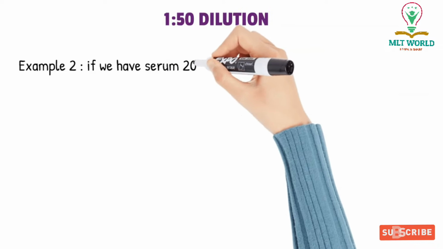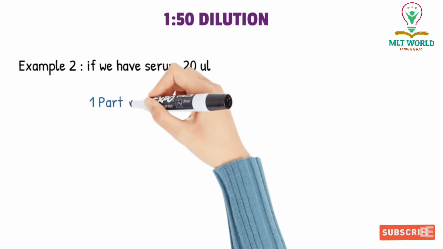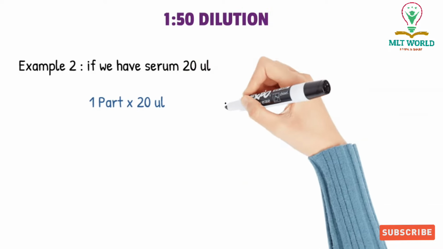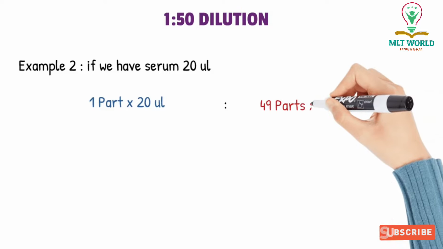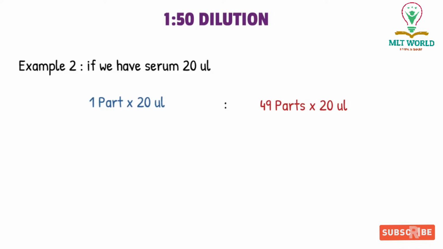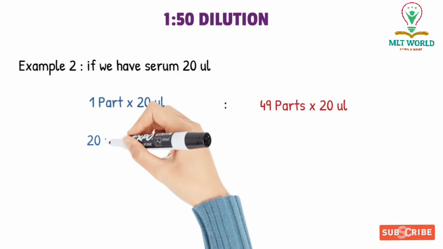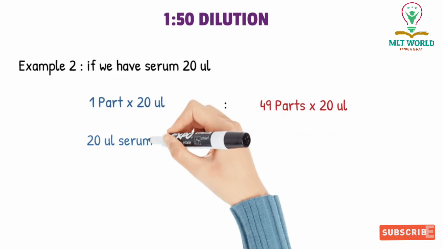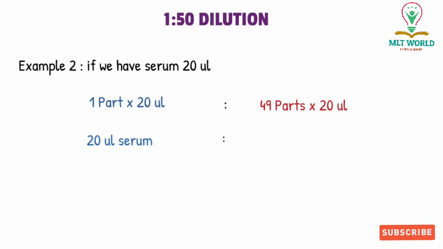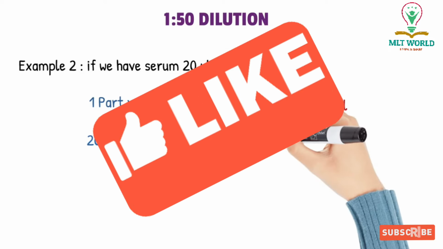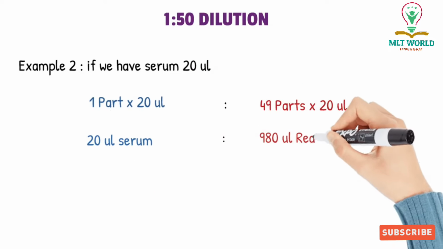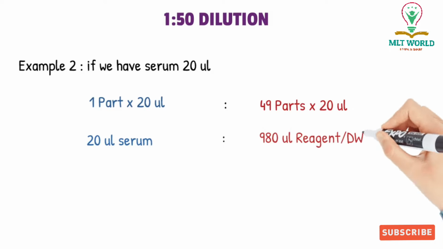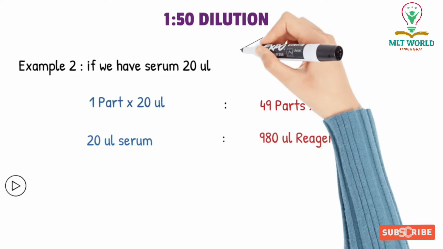Now, for example, if our sample is a little more in quantity, we have, for example, 20 microliter, that time we write the same. You write on one side 1 part of serum and on the other side 49 parts of reagent, and then multiply both with the same value and unit, 20 microliter and 20 microliter. So now it means the serum we will use for dilution is 20 microliter, and the reagent we will use to dilute that serum will be 980 microliter. So in 980 microliter we will add 20 microliter serum, then our dilution will be a 1:50 dilution.